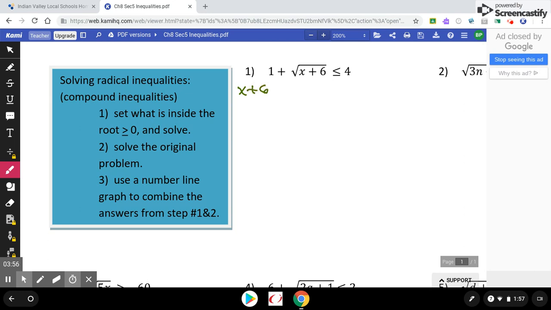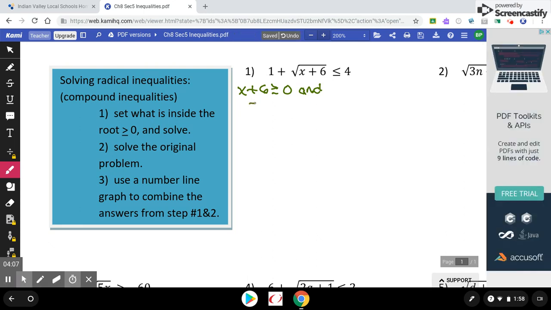So inside the square root, it says x is greater than or equal to 6, and that's supposed to be set greater than or equal to 0. Now I'm going to write the word and because we have to do something else here in a minute. So let me solve that. Pretty obvious, you subtract 6.